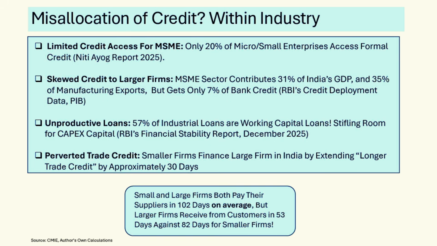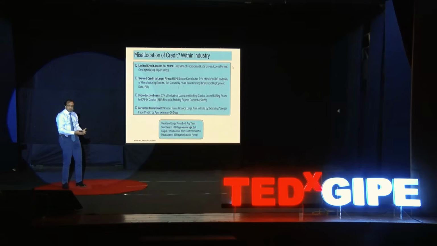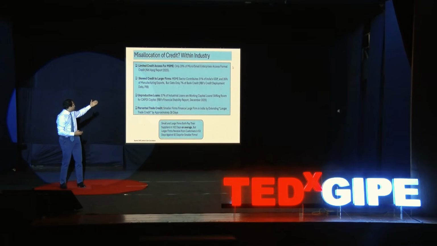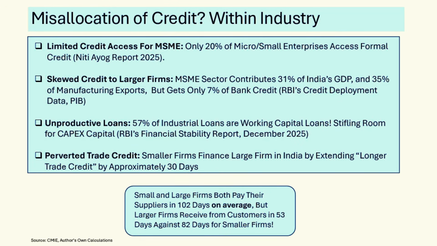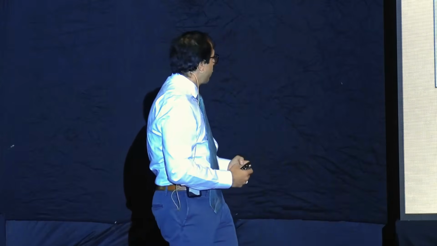But that's not the only margin at which we are allocating capital a little bit less productively. Let's look within industry. MSMEs, the micro, small, and medium enterprises, are the backbone of our economy, but they are struggling to find finances. Believe it or not, the situation has improved a lot in the last 10-15 years, but they are still struggling. Niti Aayog's recent report suggests that roughly 20% of MSMEs find access to formal credit. They contribute a lot to our exports, but get only roughly 7% of the share of banking credit, so that's kind of skewed.